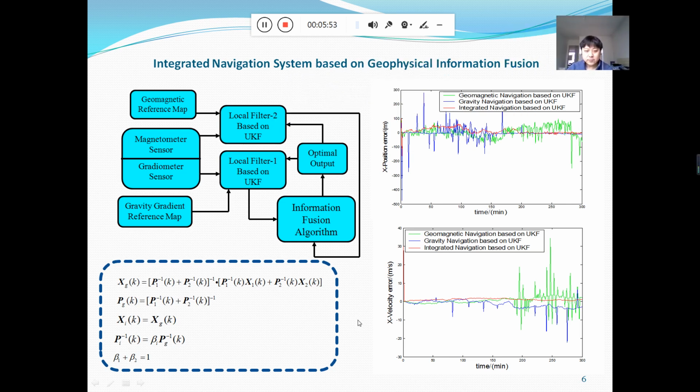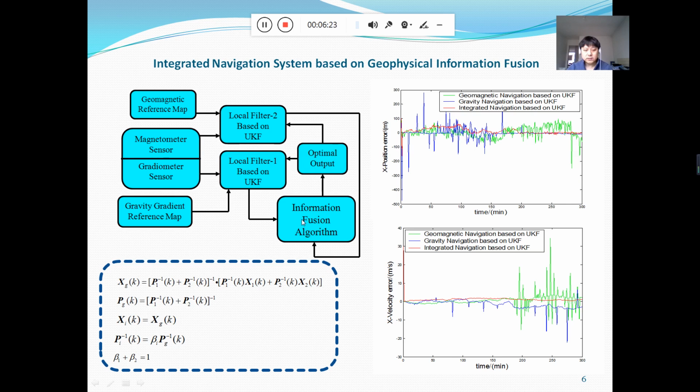Another research is the integrated navigation system. In this integrated navigation system, there are two local systems. One is the geometric navigation system, and another is the gravity navigation system. The two local systems are designed with UKFs. And I introduced the information fusion model.